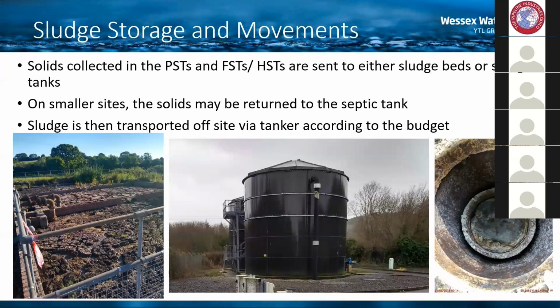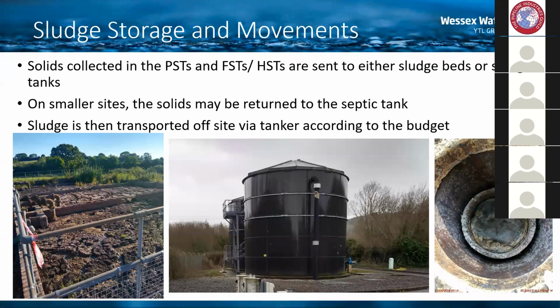The reason we dewater it and try to dry it out is we want to minimize the number of tankers that we take from site. Obviously, that helps reduce carbon footprint. So we dewater it, and the sludge is removed off site to a proper sludge treatment center, where it will undergo further sludge treatment.